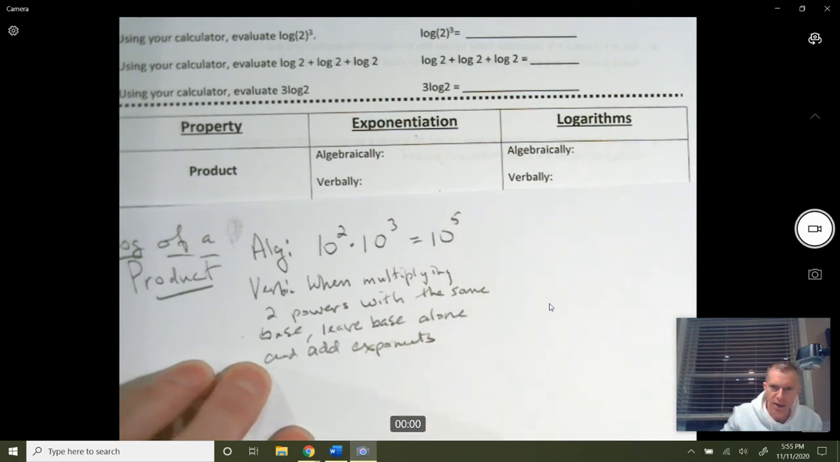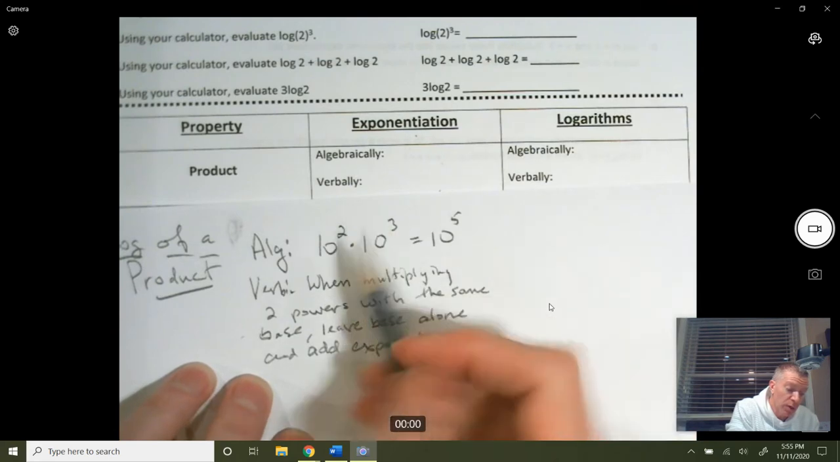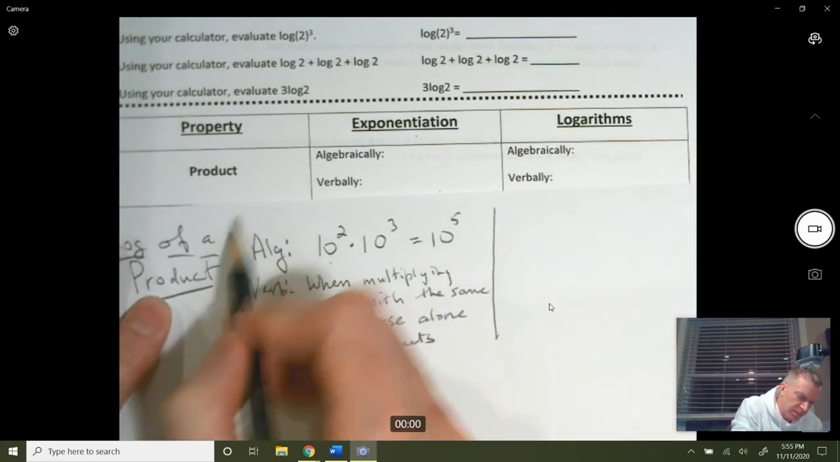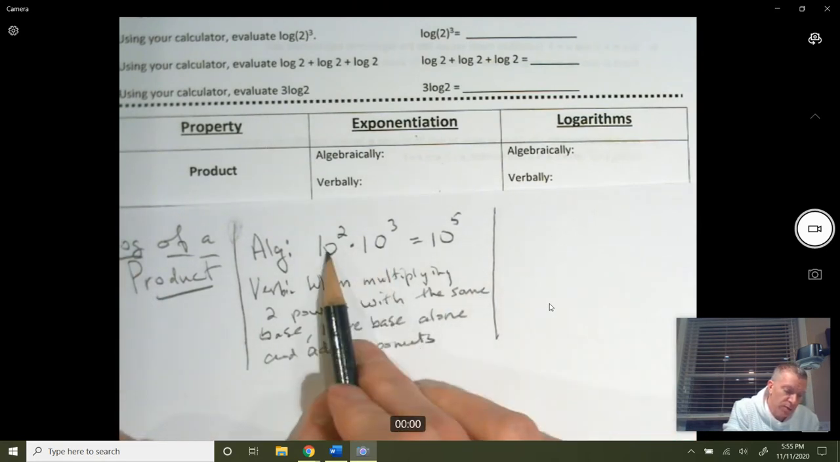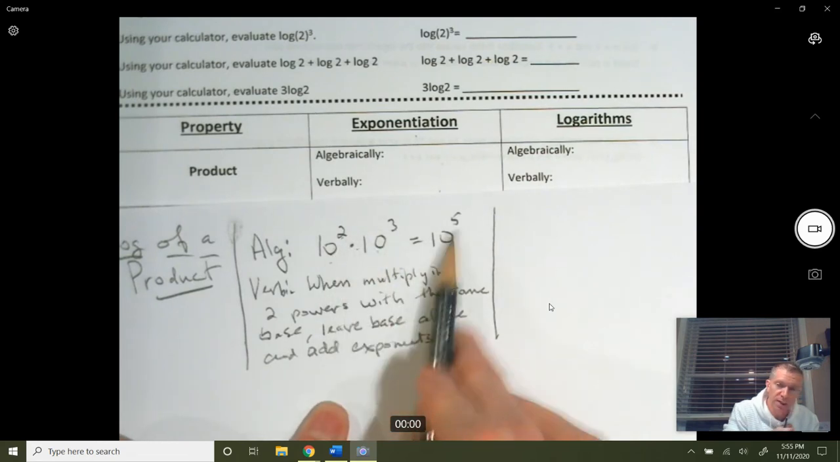See how there's not a ton of space in this little box to put all that in there. But we already know this property. This is just kind of a review of this property. So when you're multiplying two powers with the same base, we all know 10 to the second times 10 to the third is 10 to the fifth. We leave the base alone, we add the exponents.